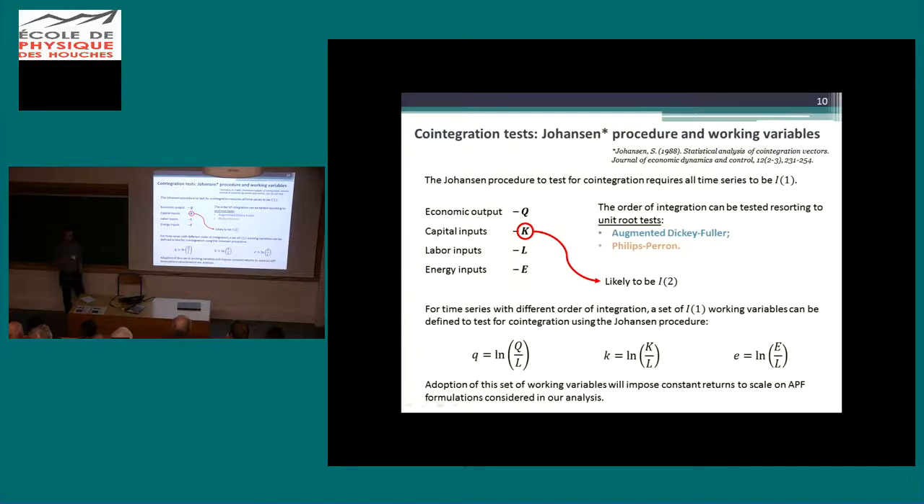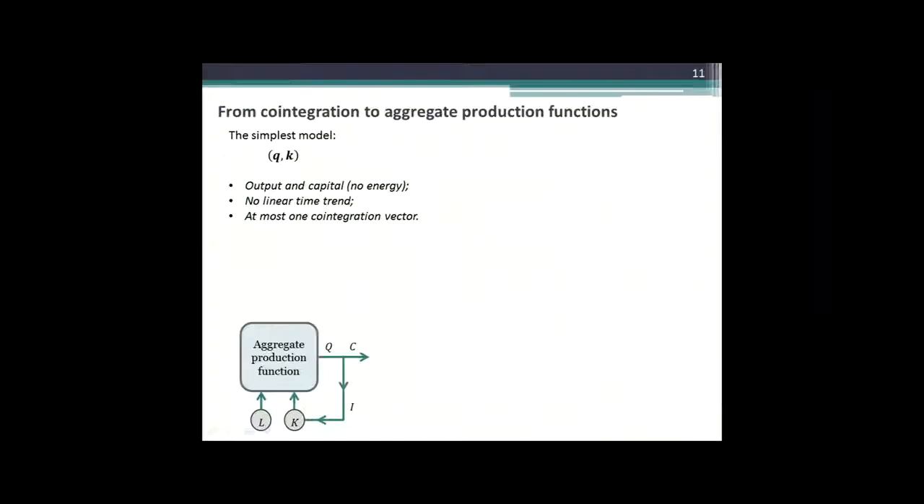Economic outputs, inputs of capital, labor, and energy. We use the Johansen methodology to do this, which requires all these time series to be integrated of the same order. We know for capital that due to its construction, it's likely to be integrated of a higher order. So we adopt a set of working variables instead, defined as the ratio of the output and inputs over labor, and taking the logarithms. This also allows us, when interpreting the relationships as production functions, to impose constant returns to scale.